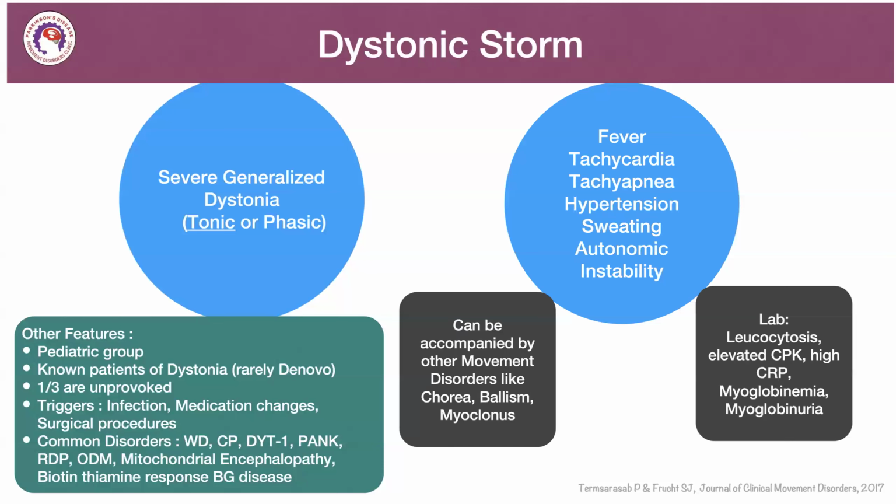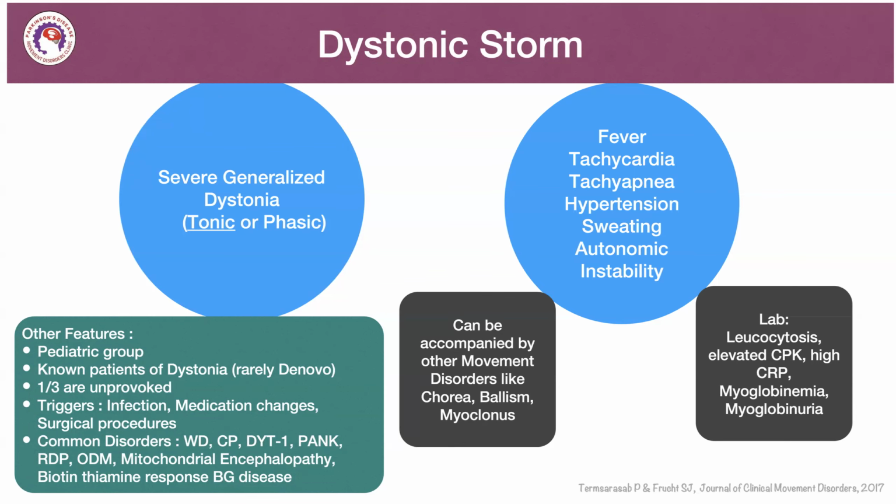Dystonic storm is commonly noticed in pediatric groups. Known patients, meaning patients who already have pre-existing dystonia, are affected; it rarely presents de novo. Most of the patients, or one third, are unprovoked. Triggering factors include infections, medication changes, or surgical procedures, and it is commonly seen in disorders such as Wilson disease, cerebral palsy, DYT1, PKAN, rapid onset dystonia-parkinsonism, osmotic demyelination syndromes, mitochondrial encephalopathy, and biotin thiamine responsive basal ganglia disease.